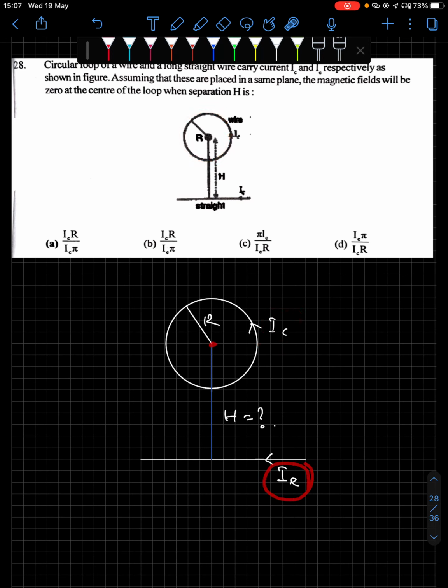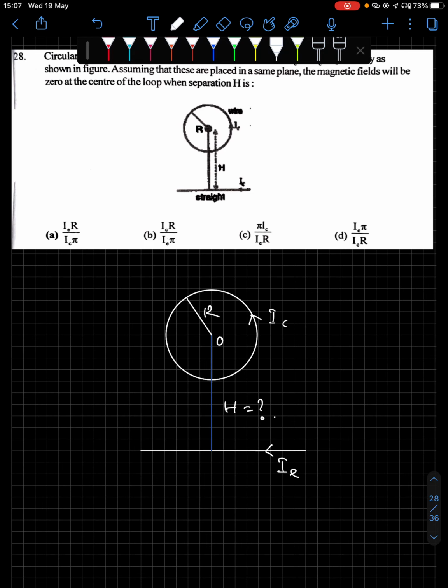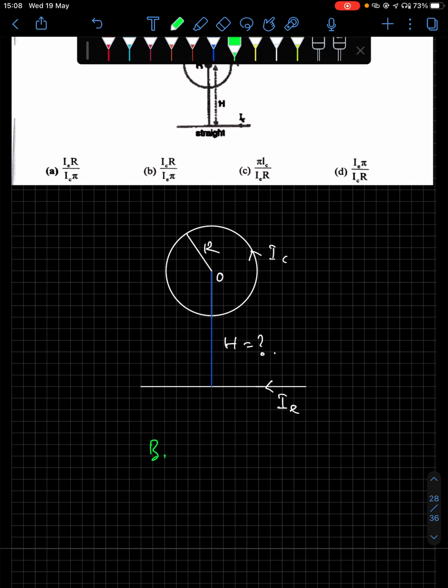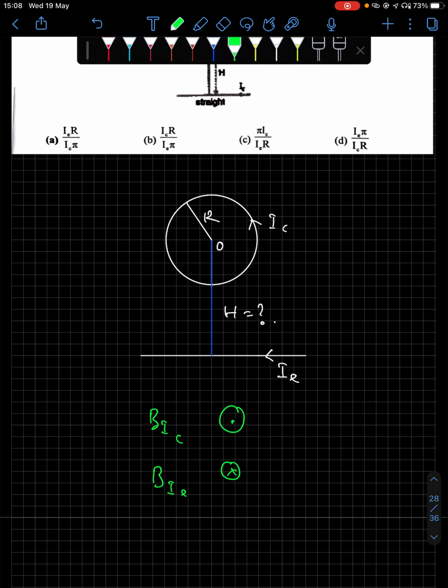For IE, of course, it is entering. At O, it is entering. For IC, it is actually coming out. You apply your right hand thumb rule. If the direction in which your fingers curl is anti-clockwise, then the thumb will come outside at O, right? So the magnetic field due to IC will be outside the page at O. Magnetic field due to IE will be inside the page at O. Okay.